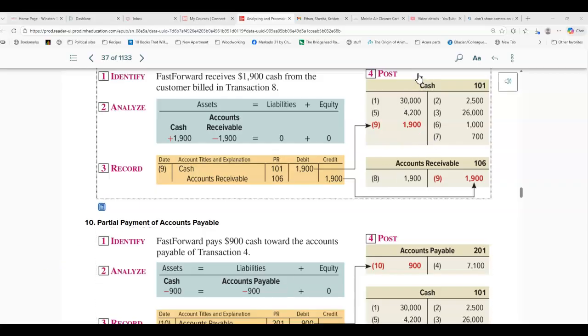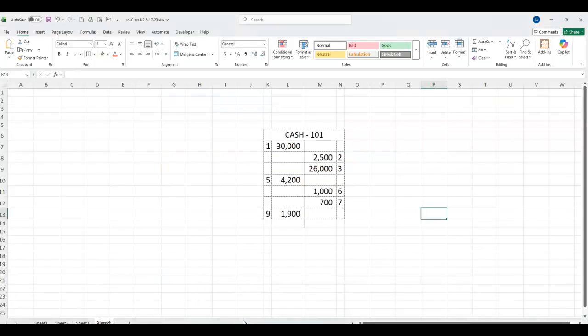I want to show you how a T account would look for me. Let's see if I can get there. Oh, it doesn't want to do it. Hang on a second. Here's a T account for cash. And you notice that I've put everything on its own line. It just makes it much easier to see.